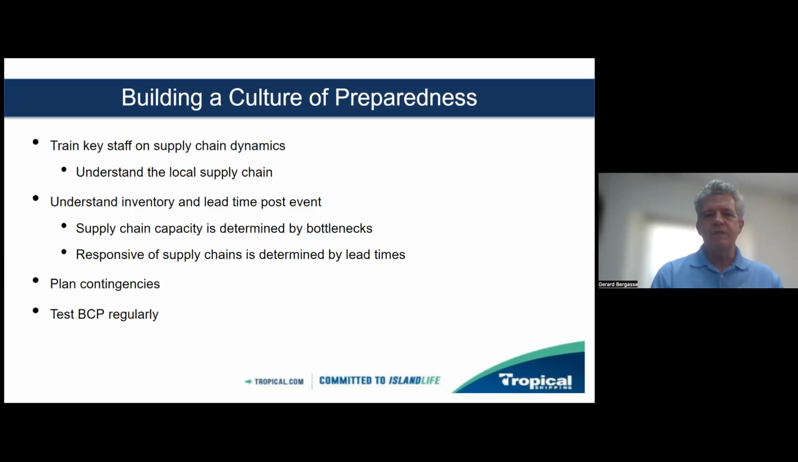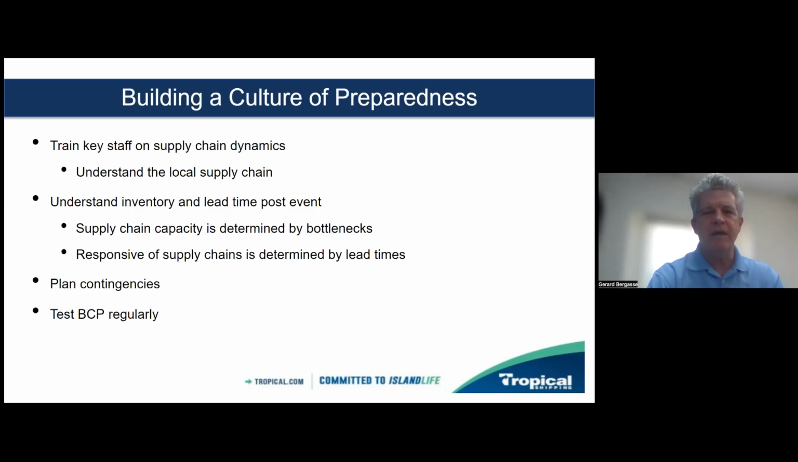Inventory and lead times post-event: businesses need to understand that supply chain capacity is determined by the bottlenecks in your supply lines. So you need to know where those bottlenecks are. Responsiveness is determined by those lead times. So plan for contingencies. Test your BCP very, very regularly. And again, this is an investment upfront so that you are better able to cope post-disaster.